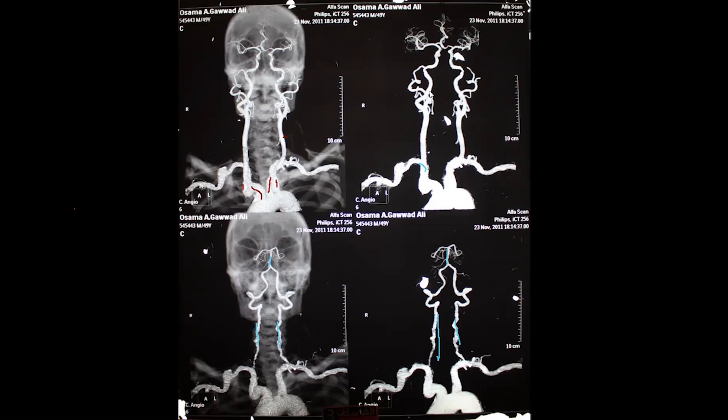Okay. It's just normal. There's nothing abnormal about it. It's obviously a CT. Let's get on with the next image.